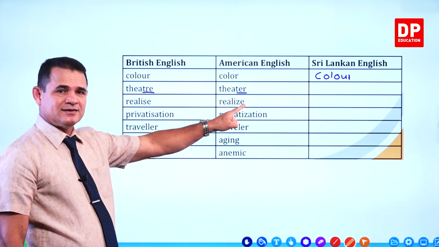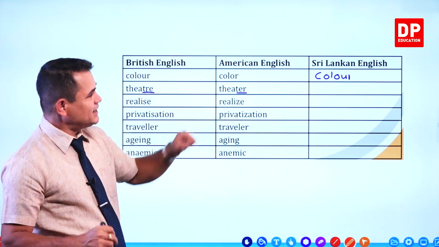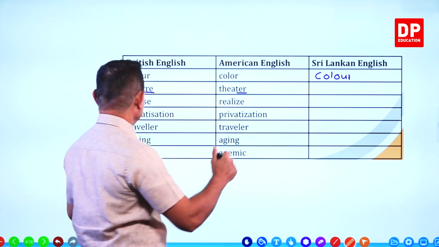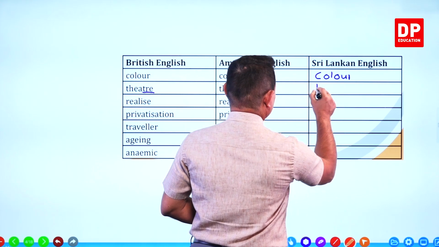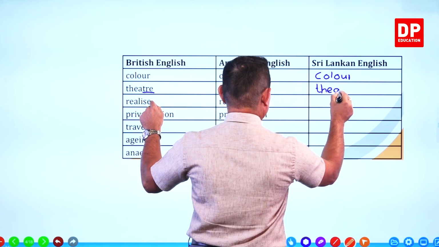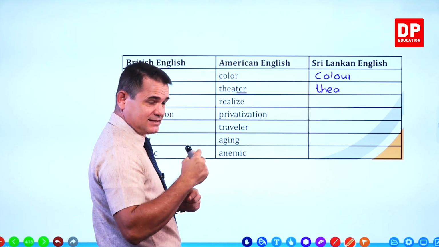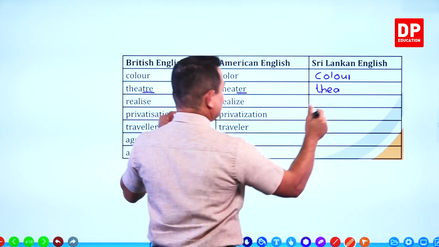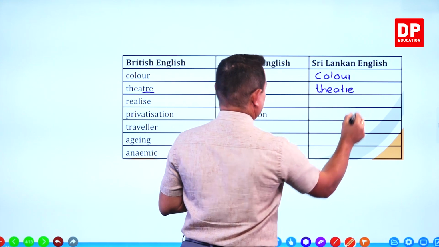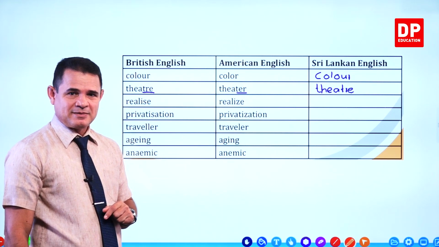Theater, see the difference. So what do we use as Sri Lankan English? We use the British way, theatre, not theater. We pronounce it as theatre. We use British English spelling.